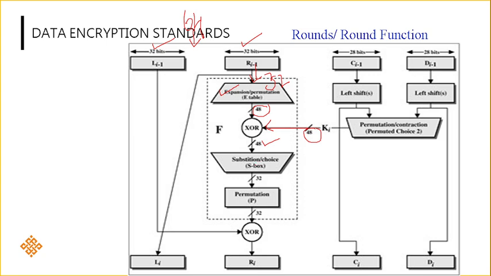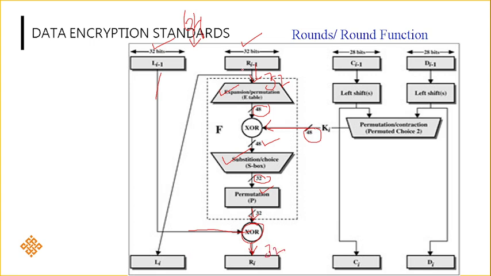Those 48 bits are again sent to the substitution box. We call it the S-box. Those 48 bits are reduced to 32 bits. Those 32 bits are then sent to the permutation box, where some positions will be changed, and finally we get a 32-bit output. That 32-bit output is XORed with the left side 32-bit part, and you will get the new right side part, which is 32 bits.